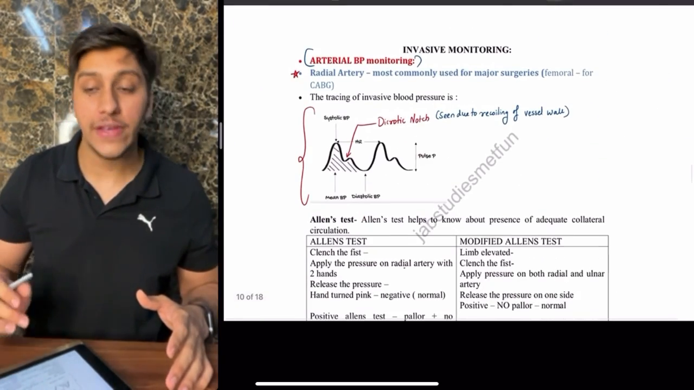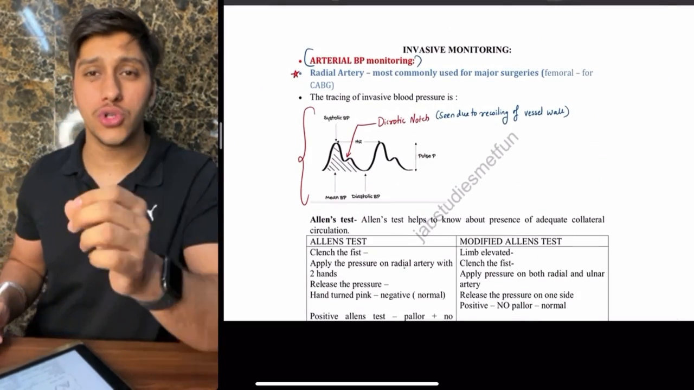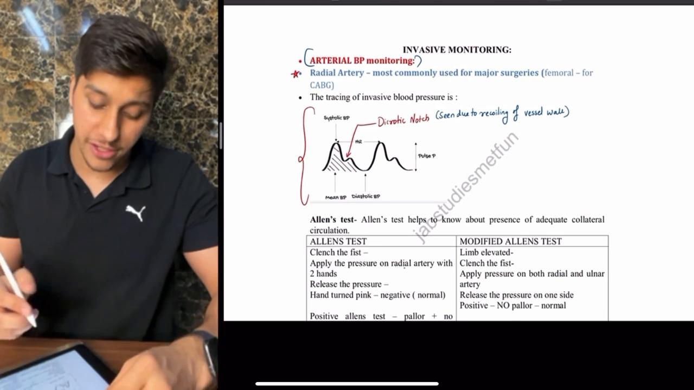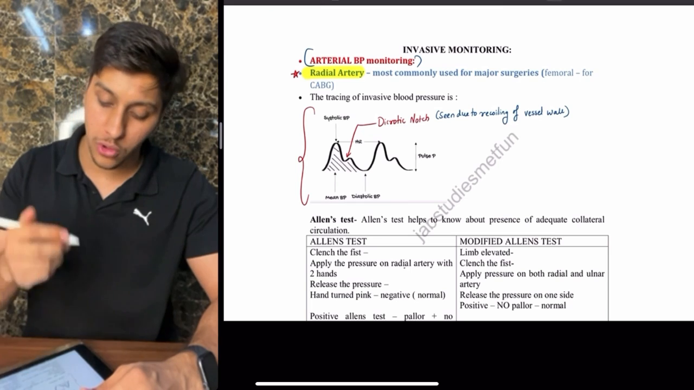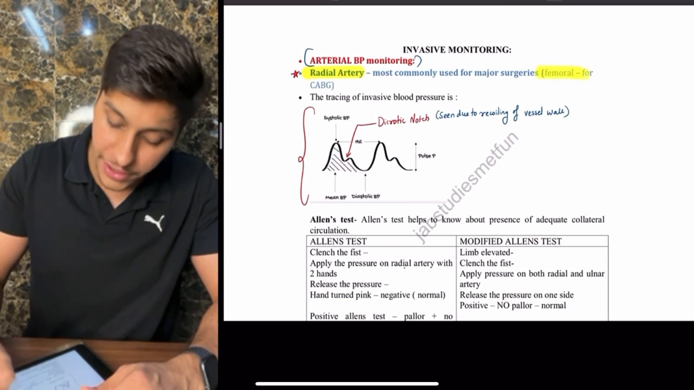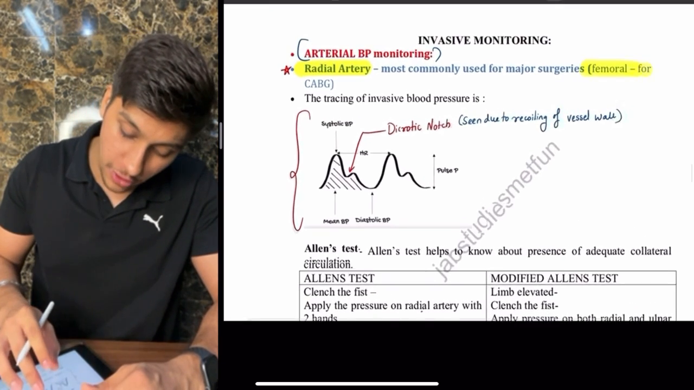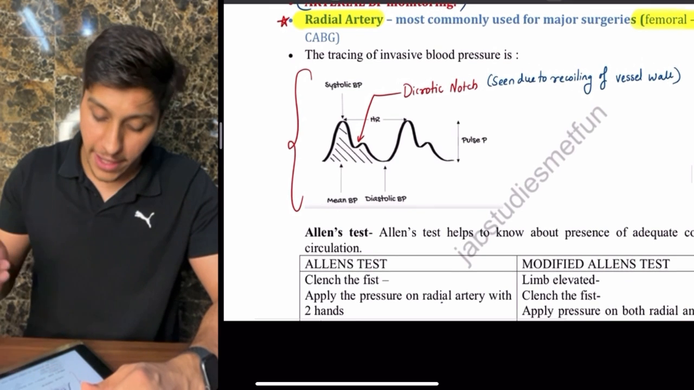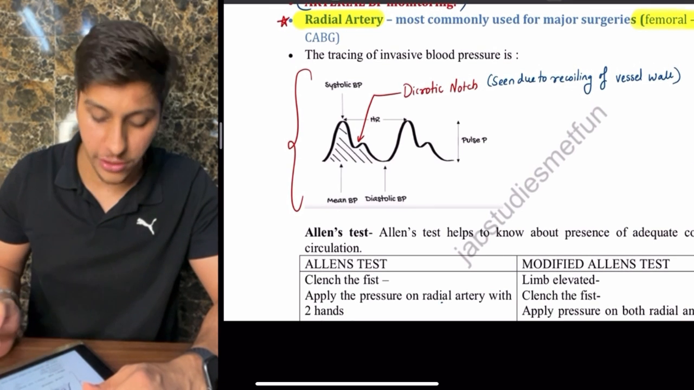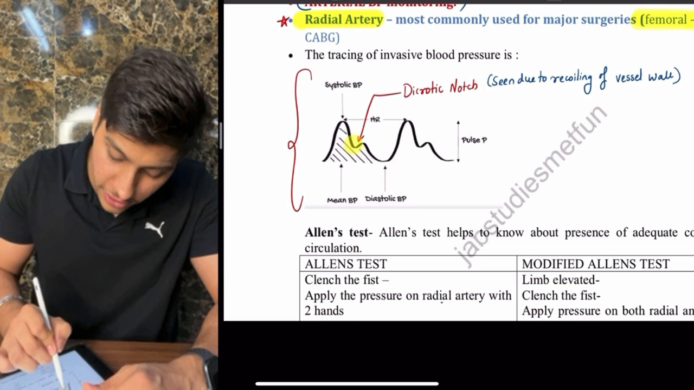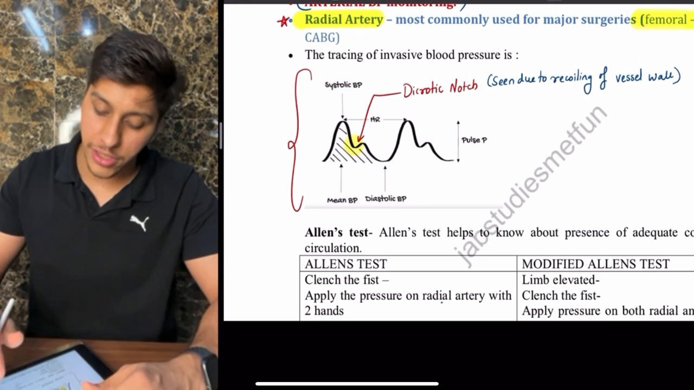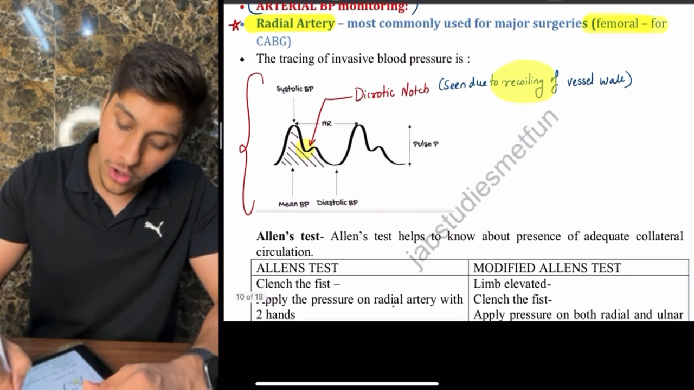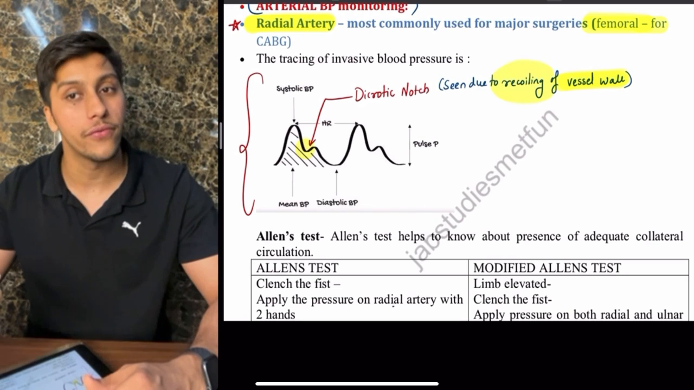If you talk about invasive monitoring, the question they ask is what is the most commonly used invasive artery? That is going to be your radial artery. If a patient is having coronary bypass surgery, the most common artery used is going to be femoral artery. If you see, this is an example of an invasive blood pressure monitoring. In this, you will have systolic blood pressure and the diastolic blood pressure. You know that in the center, you will have a notch, that is the dicrotic notch. What is the cause of the dicrotic notch? It is because of recoiling of the vessel wall, usually the aortic valve, correct?